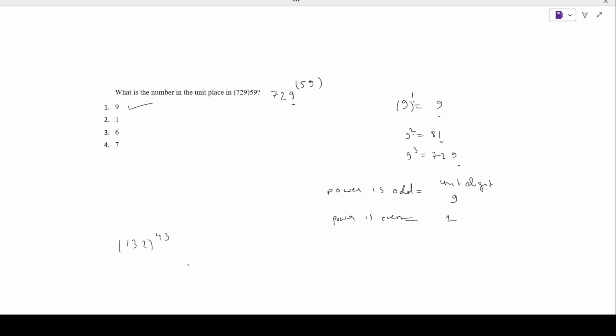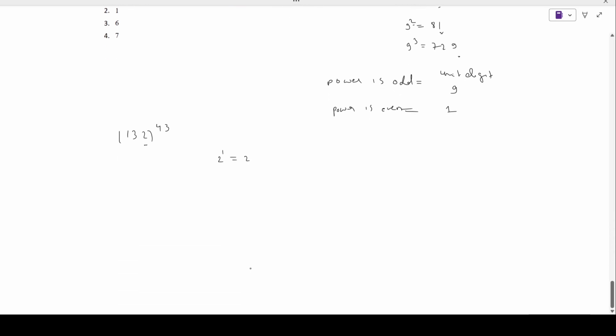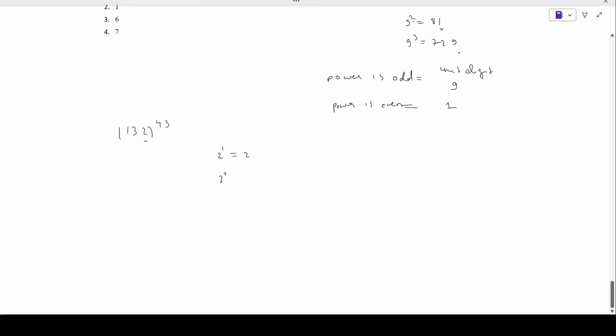Here if we write the series of powers of the number in unit digit, we have 2 to the power 1, 2 to the power 2 we get 4, 2 to the power 3 we get 8, 2 to the power 4 we get 16, 2 to the power 5 we have 32, which is again 2. So after 4 terms the unit digit starts repeating itself. So the maximum number after which the series starts repeating here is 4.